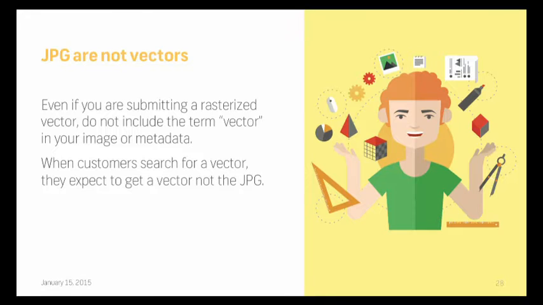Then finally, you want to make sure that you don't include the term vector whenever you're submitting JPEG illustrations. JPEGs are not vectors. That's lesson one from the beginning. So even if you are submitting a rasterized vector, we don't want you to include the term vector in the metadata at all, or even in the image itself. The reason is that when customers are searching the site, if they use the term vector, they want to find vectors. So we don't want them going into JPEG illustration and not being able to find your vector file.